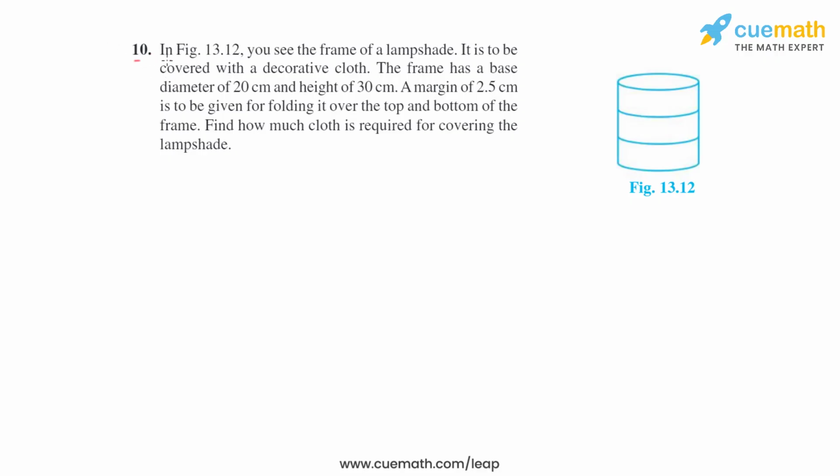In the 10th question, it is given in figure 13.12. You see the frame of a lampshade is to be covered with a decorative cloth. The frame has a base diameter of 20 centimeters, a height of 30 centimeters, and a margin of 2.5 centimeters is to be given for folding it over the top and bottom on the frame. Find out how much cloth is required for covering the lampshade.